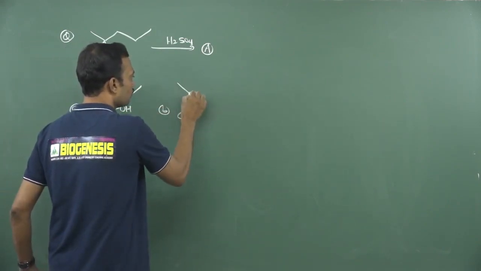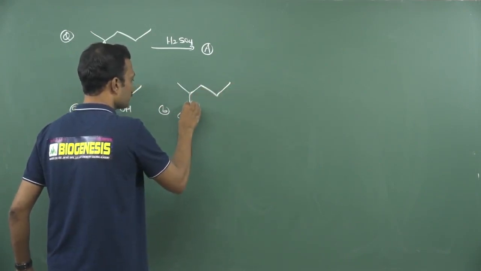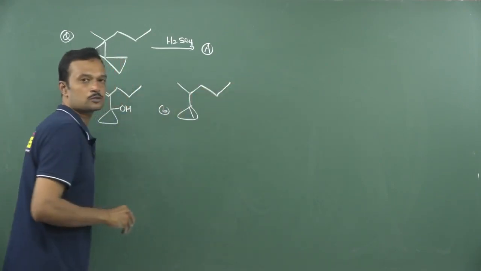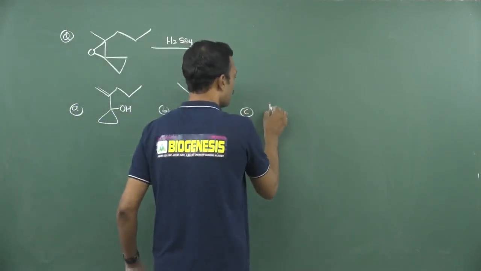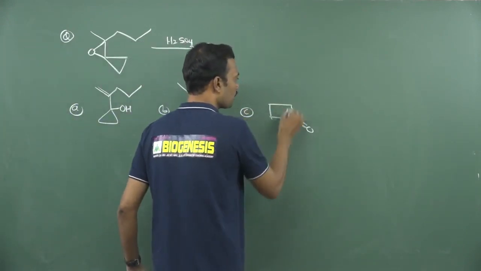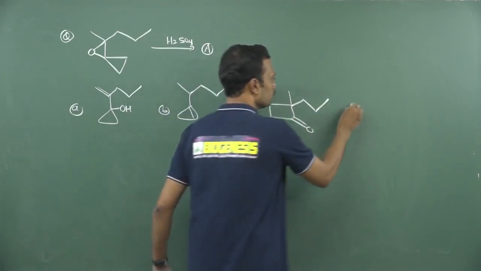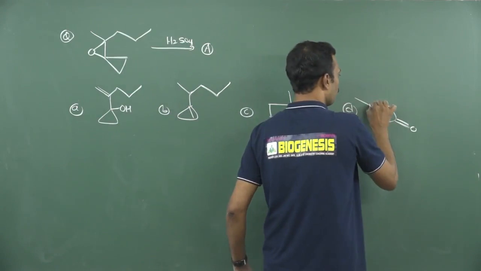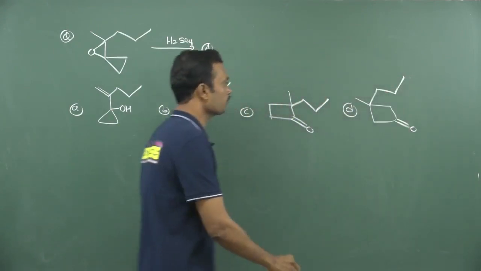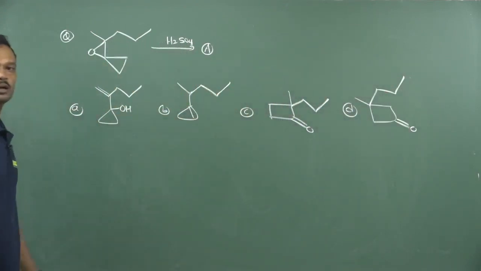Here I am writing 1, 2, 3, and here a double bond formation will take place. That is one more option observed in this one. Now I am writing a carbonyl group here. Next 1, 2, 3. Option D has the same 4-membered ring with a carbonyl group. Now 1, 2, 3. Now 4 options are given. Try to predict which is suitable, or which is the preferred product in this reaction.